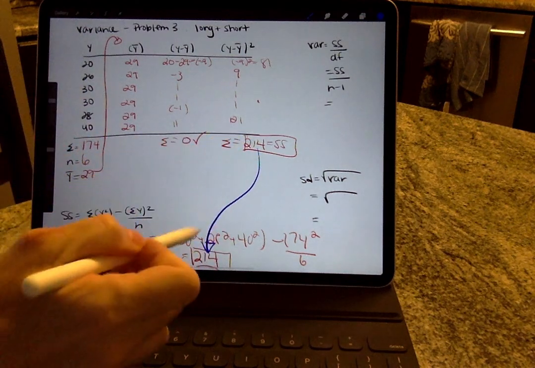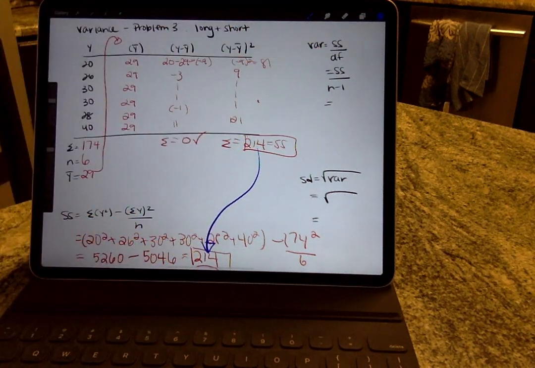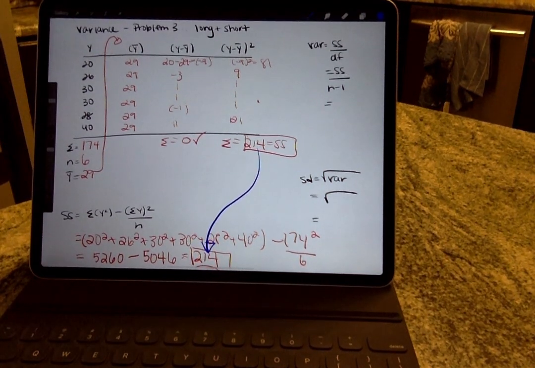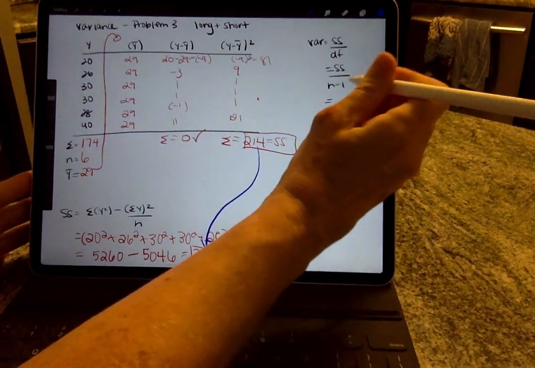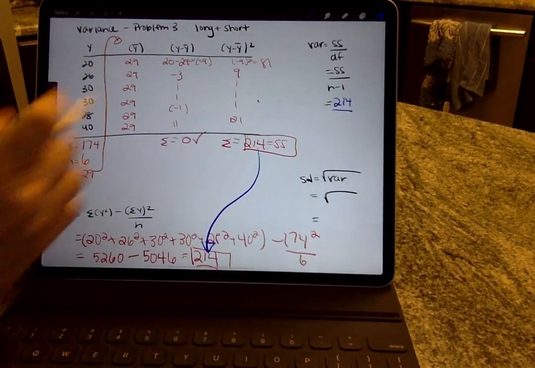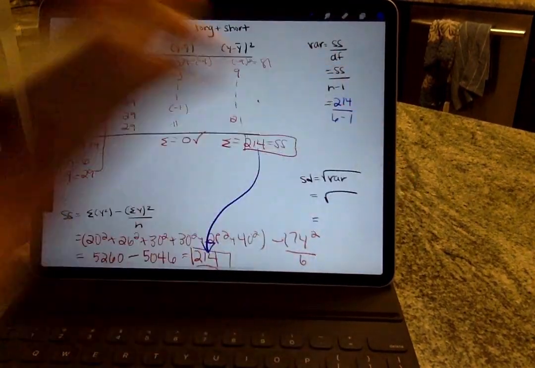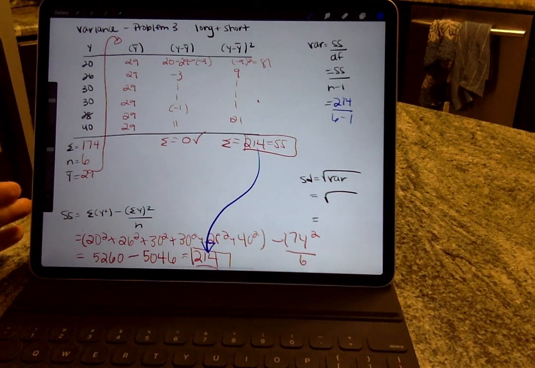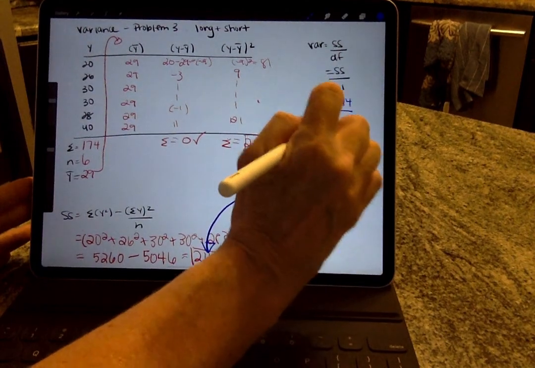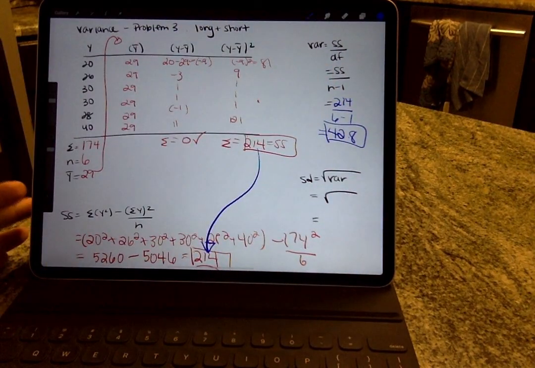Either way, once we get the sum of squares, we are ready to calculate the variance. Remember, variance is defined as the sum of squares divided by the degrees of freedom, which for now is the sum of squares divided by n minus 1. So we're just going to plug in these numbers. Our sum of squares is 214. Our n is 6. So 214 divided by 6 minus 1 is 42.8. So our variance for this problem is 42.8.